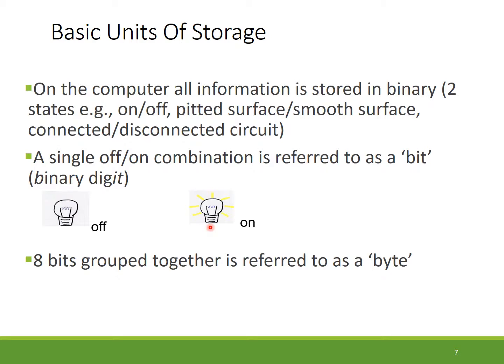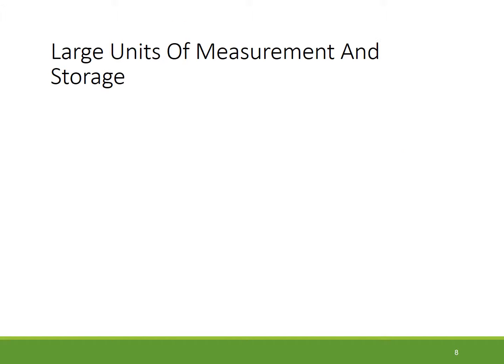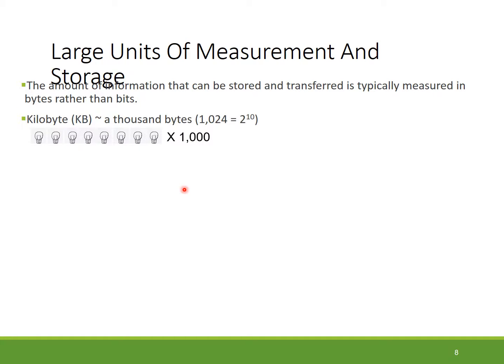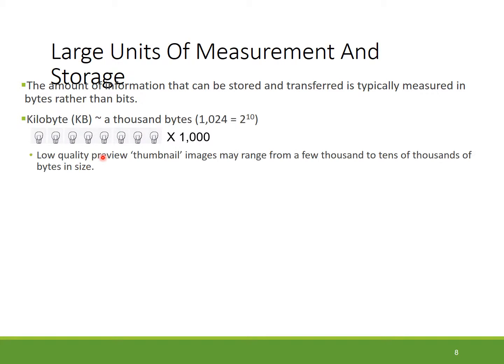Eight bits together are referred to as a byte. So for example, this would be a single byte. The amount of information that can be stored and transferred is typically measured in bytes rather than bits. And we've gone through each of those. Again, just to get a visual representation of what we've been talking about, a kilobyte is 1,000 of these. 1,000 bytes altogether.